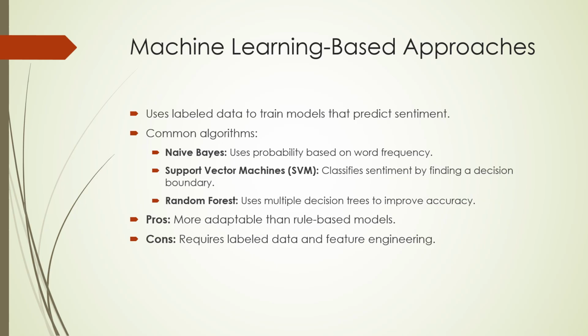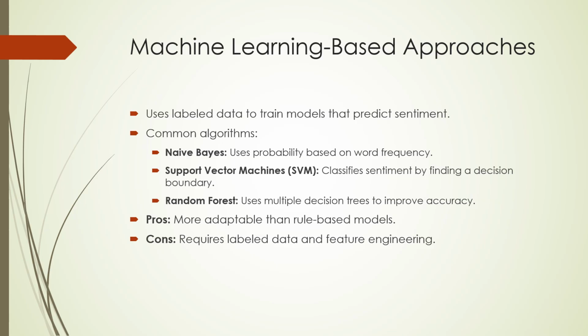And also how it works: it trains the model to find relationships between features and sentiment, and predicts sentiment on unseen data based on learned patterns. For example, a dataset with 10,000 product reviews labeled as positive or negative, and the trained model can predict the sentiment of new reviews. So we have pros and cons of this.